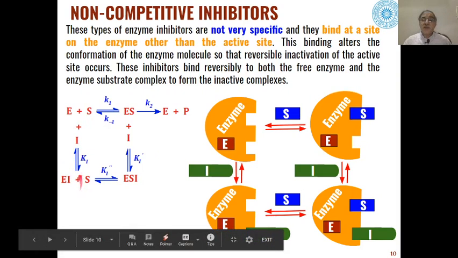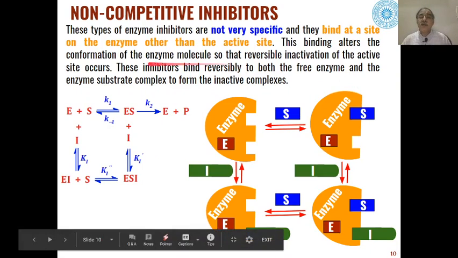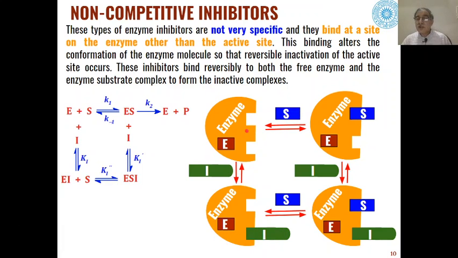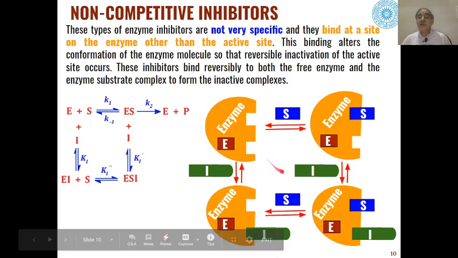First, enzyme inhibitor complex is formed, and then the substrate will combine with this enzyme inhibitor complex at the other active site to give us enzyme substrate inhibitor complex. So this type of inhibition is called non-competitive inhibition, because here the substrate and the inhibitor interact at different active sites of the enzyme.